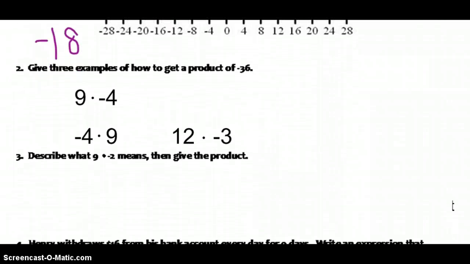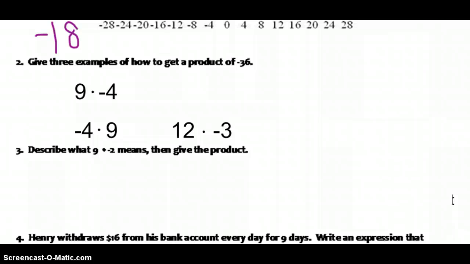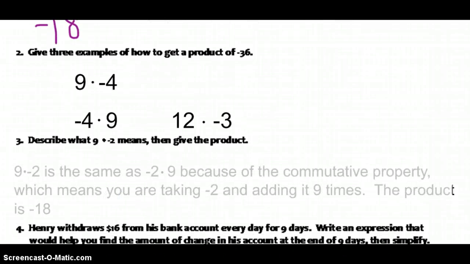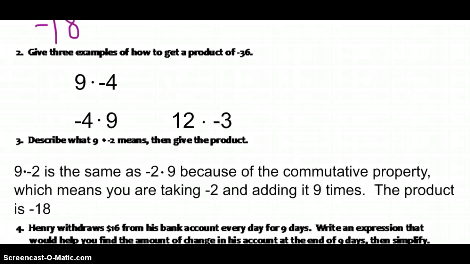For question 3, it says, describe what 9 times negative 2 means, and then give the product. 9 times negative 2 is the same as negative 2 times 9 because of the commutative property, which means you're taking negative 2 and adding it 9 times. The product is negative 18.